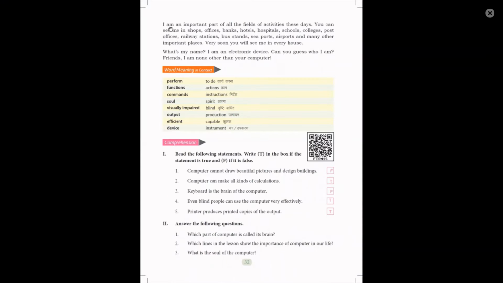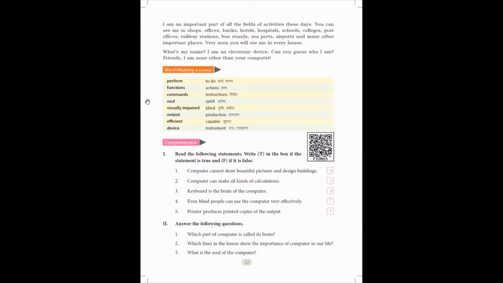I am an important part of all the fields of activities these days. You can see me in shops, offices, banks, hotels, hospitals, schools, colleges, post offices, railway stations, bus stands, seaports, airports, and many other important places. Very soon you will see me in every house. What's my name? I am an electronic device. Can you guess who I am? Friends, I am none other than your computer.